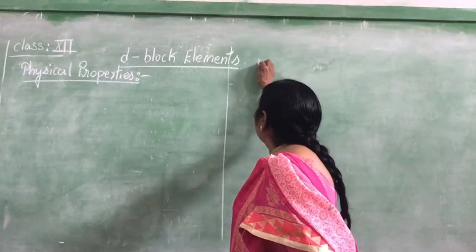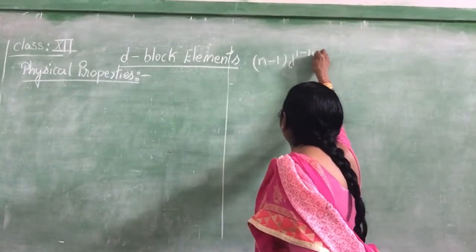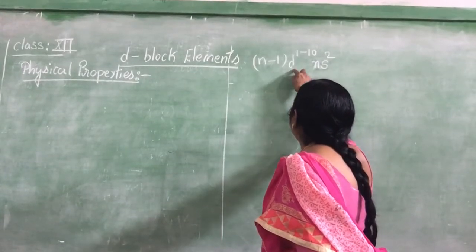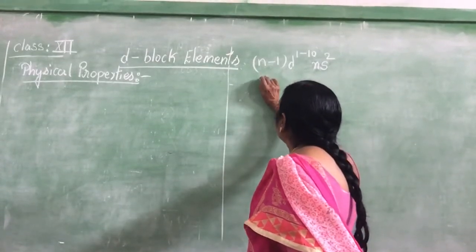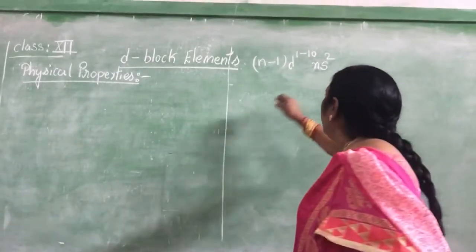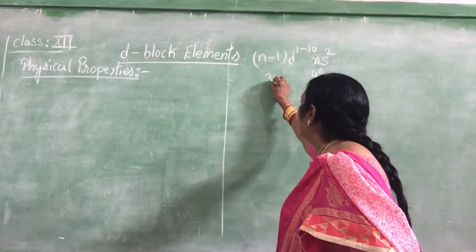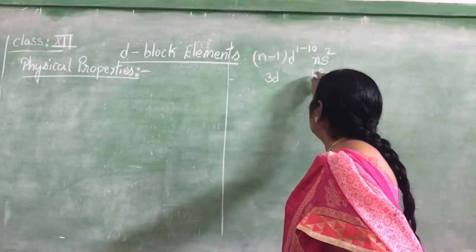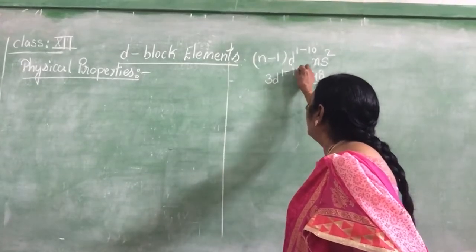Already I discussed (n-1)d 1 to 10 ns2. Okay. Now, I told you the meaning of (n-1)d 1 to 10. If n is equal to 4, then the d subshell belongs to the 3d. Okay. 3d में 1 to 10.